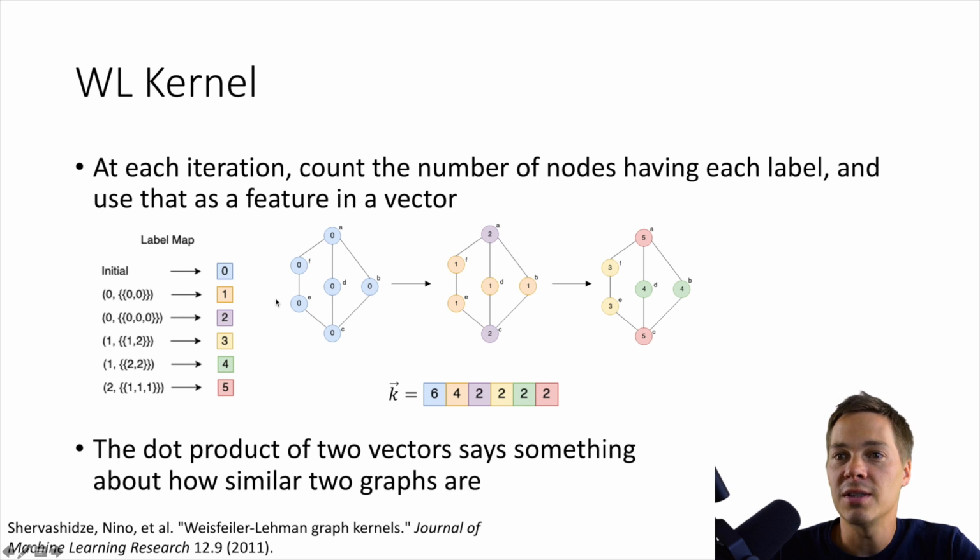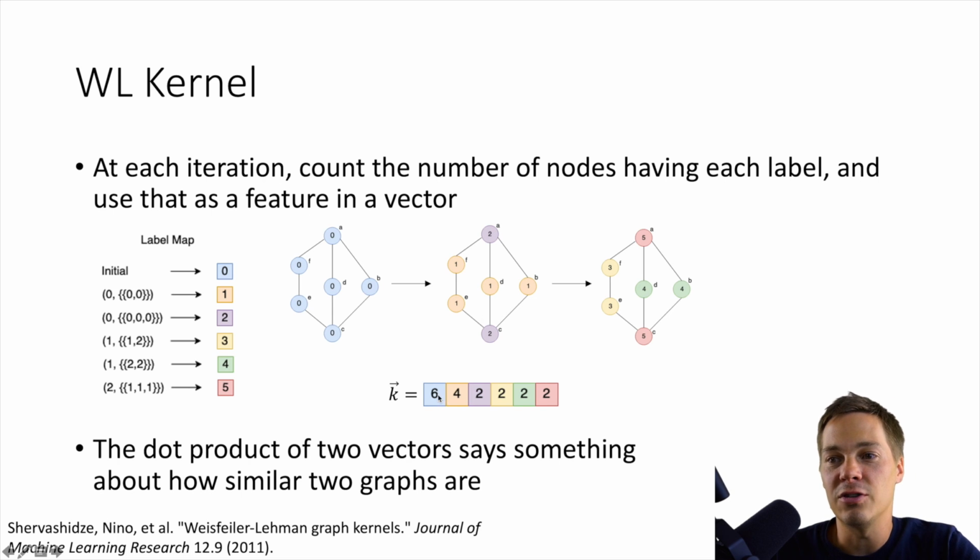With our previous example, we started out with 6 nodes with the same color. So this first dimension essentially represents the number of nodes in your graph. And then our next iteration, we got 4 nodes of this color and 2 nodes of that color, so we can put a 4 and a 2. And then in our final iteration, we had 2, 2, and 2. This second iteration here, the 4 and 2, tells us something about the degree distribution of our graph. We have 4 nodes of degree 2 and 2 nodes of degree 3.